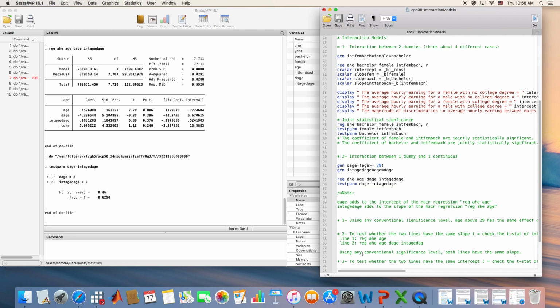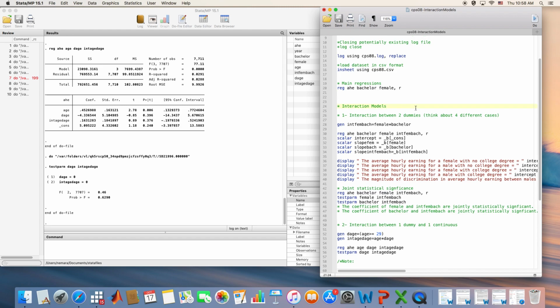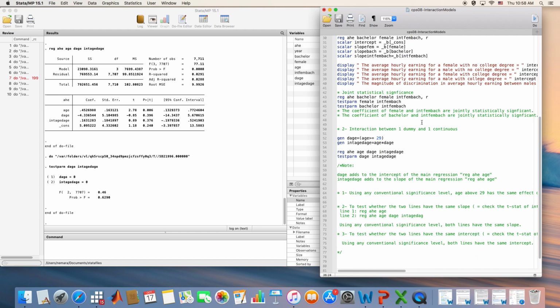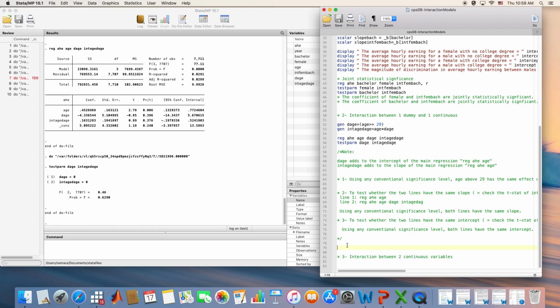Remember that we are basically talking about 3 types. So interaction models are 3 types, okay? We basically focus on the 2 dummies case, and the dummy and a continuous variable case. And this one I'm going to say to be continued. So I'm going to look for a data set and send a video for the 2 continuous variables.